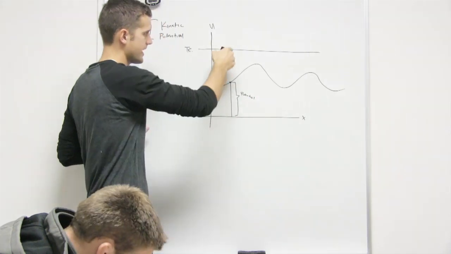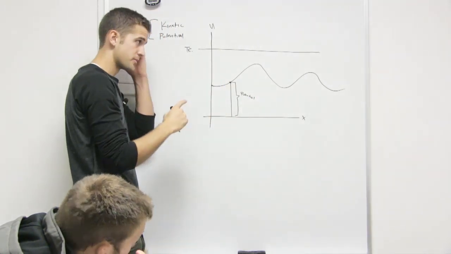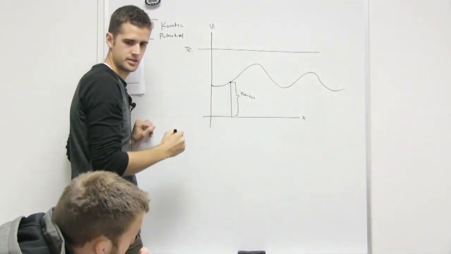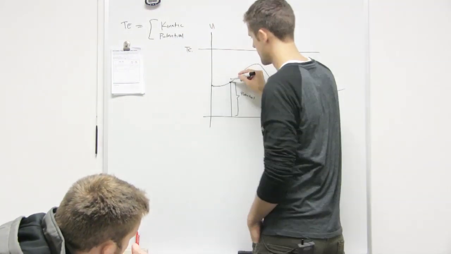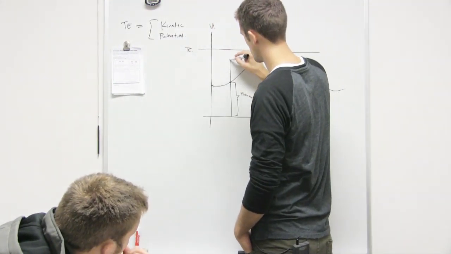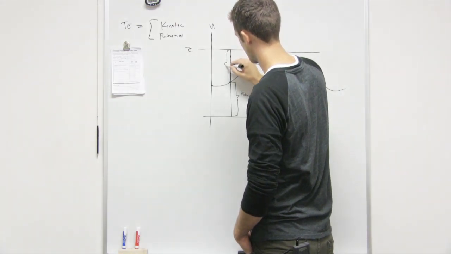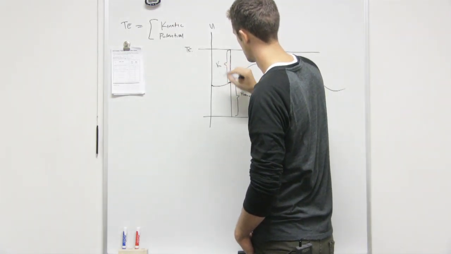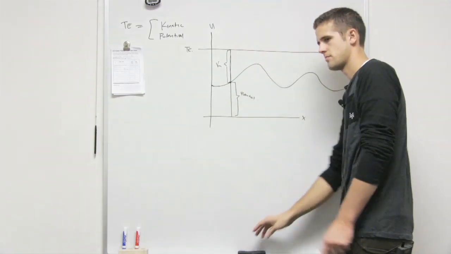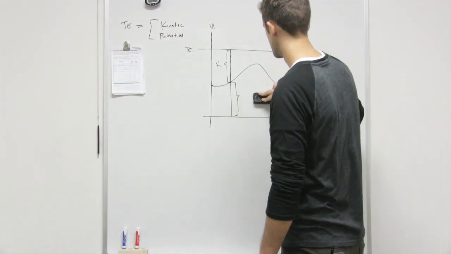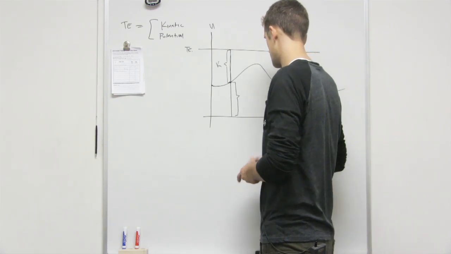So in order to get to total energy, what do you have to add to it? Kinetic. Right. So from here up to your total energy, this is your kinetic. Okay. So where would your highest speeds be?